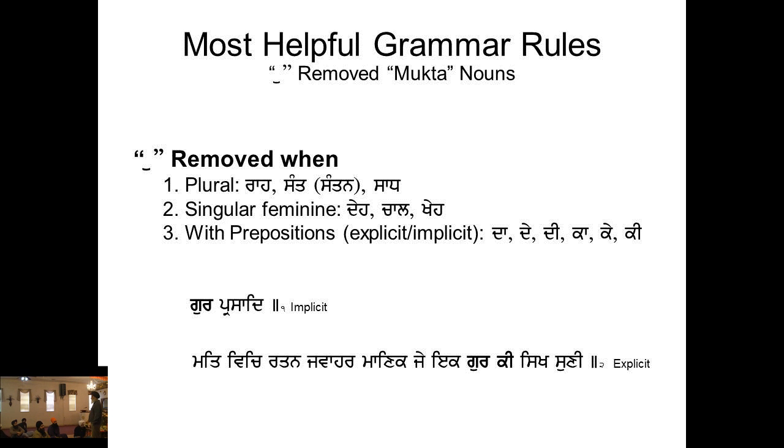So, that's the implied. So if the ki is there, there is no onkar, it was implied there. But it's just like in there, utthe je likhya hunda na, you at least got to interpret it that way, with the preposition.